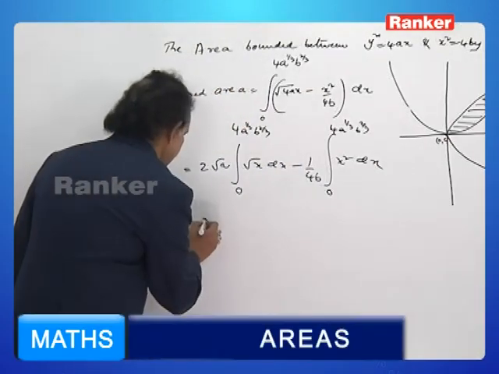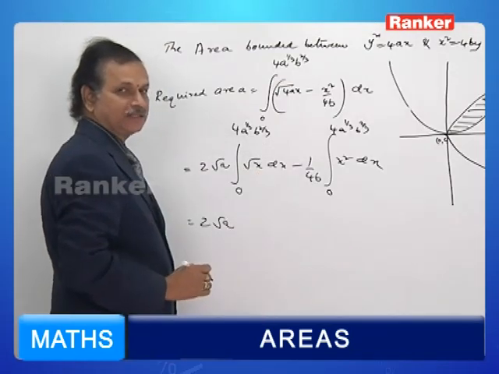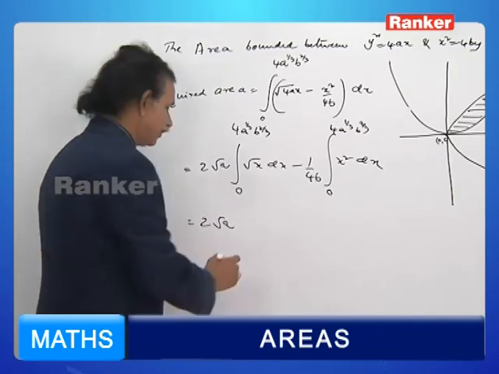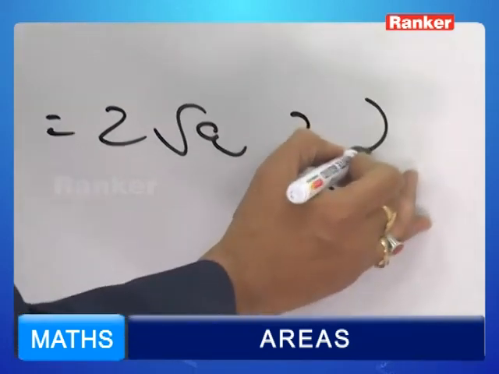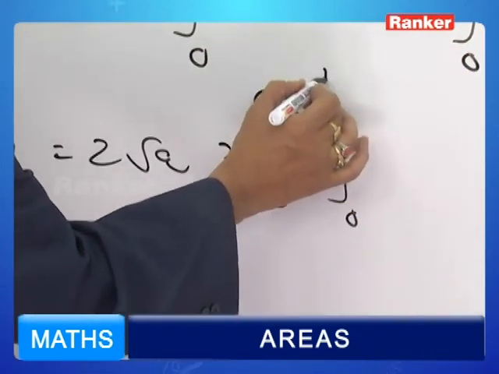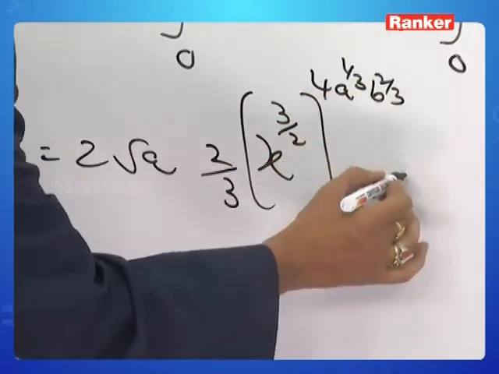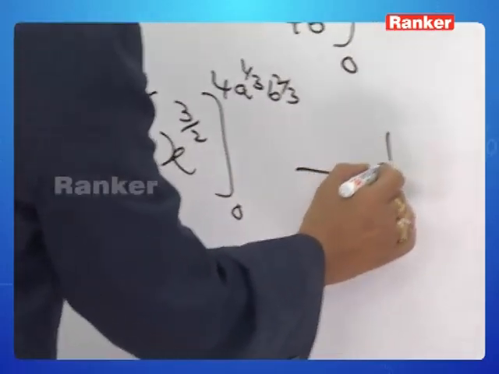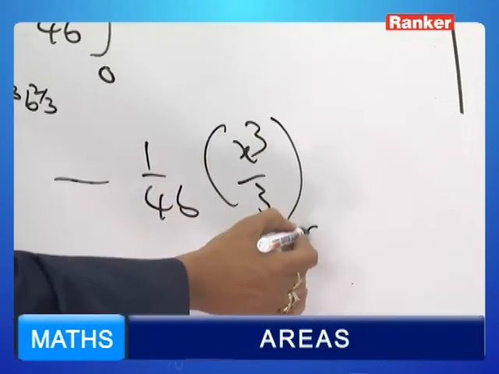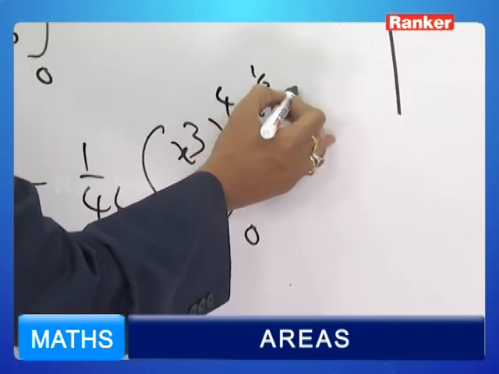This is 2 root a into, what is the integral of root x? 2 by 3 into x root x, that is 2 by 3 into x power 3 by 2. So 2 by 3 into x power 3 by 2 between the limits 0 to 4a power 1 by 3 b power 2 by 3, minus 1 by 4b into x cube by 3 between the limits 0 to 4a power 1 by 3 b power 2 by 3.